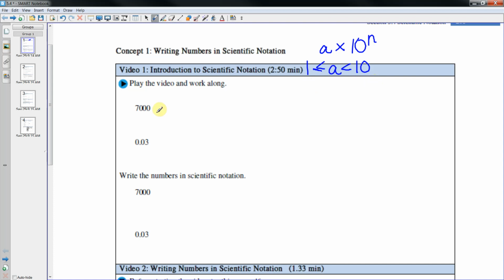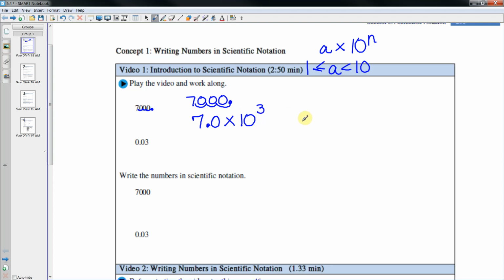So here's the way you do that. When you have a number and you have a decimal in it, so 7,000 has a decimal at the very end, you want to place your decimal to make that number between 1 and 10. To make 7,000 between 1 and 10, I'd have to move my decimal in between the 7 and that first 0. I'm going to write that number a little bit larger so you can see what I'm doing. 1, 2, 3. That took 3 hops. So 7.0 times 10, and I took 3 hops to get there, so it's times 10 to the 3.